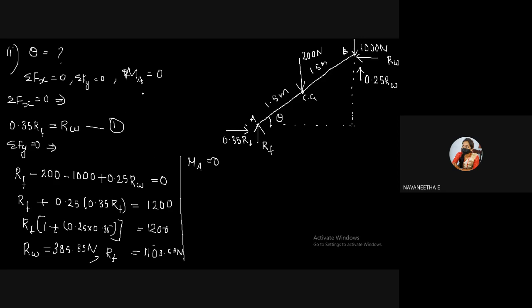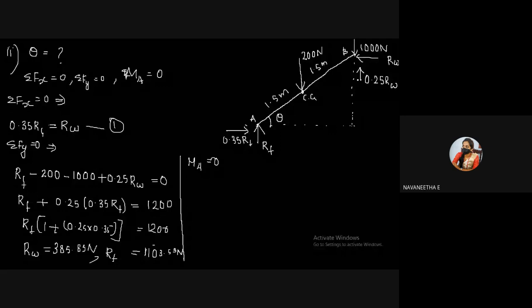Then next is MA equal to 0, that is, moment about A equal to 0. We don't need to consider the forces acting at point A, that is 0.35 RF and RF. We can neglect these forces, and we can consider all other forces, that is 200, 1000, RW, 0.25 RW. So if we are considering the first force, that is 200 Newton, weight of the body.